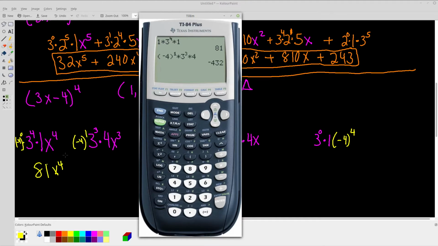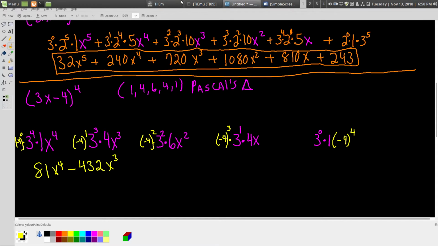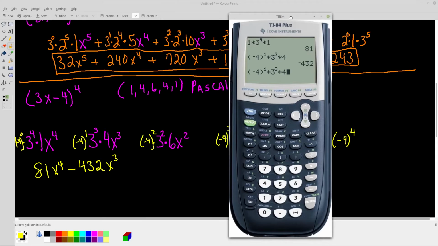So let's write that down. Negative 432 x to the 3rd. Okay, next, let's do the next one. All right, bring up the calculator again. Now I'm kind of lazy. I'm just going to keep the same numbers and just change a couple. That way I don't have to type so much.